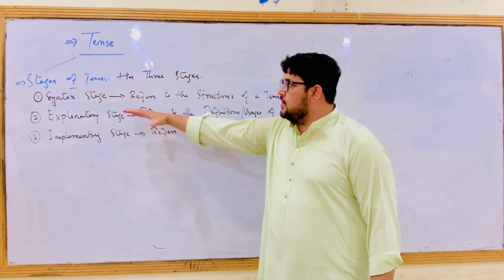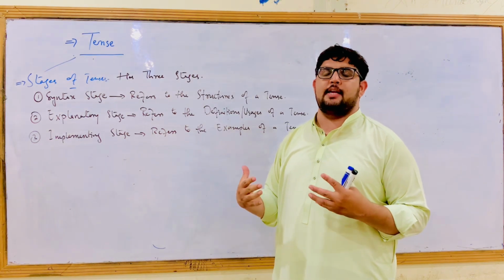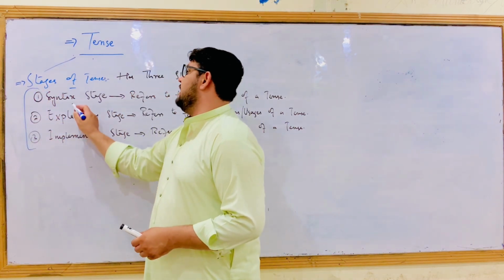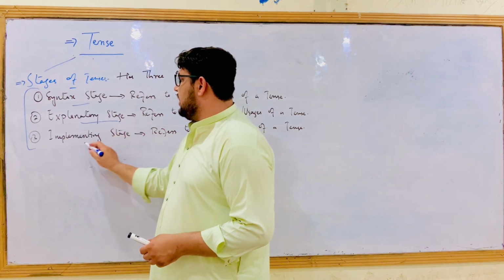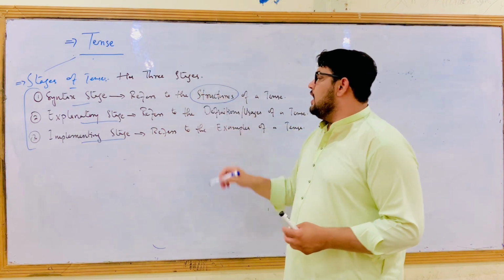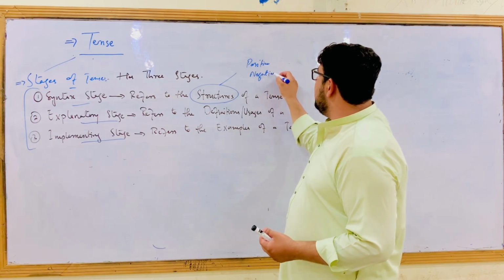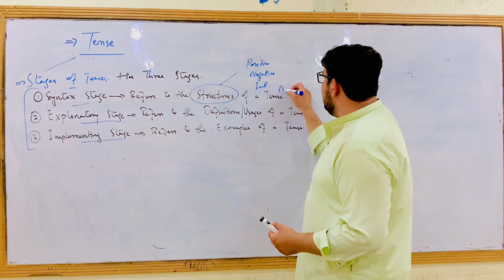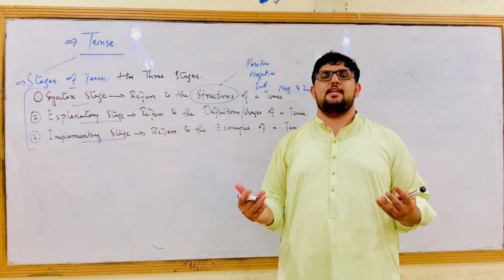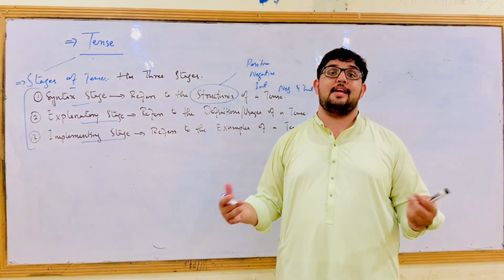Next is stages of tense. Each tense, while we study it, teach it, or learn it, we can learn through three stages: a scientific stage, an explanatory stage, and an implementing stage. Scientific stage refers to the structures of the tense. Each tense has a positive structure, a negative structure, an interrogative structure, and also a negative interrogative structure. So through the scientific stage, we can make a positive example, a negative example, an interrogative example, and a negative interrogative example.